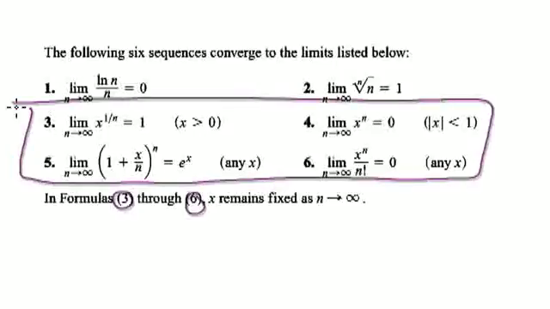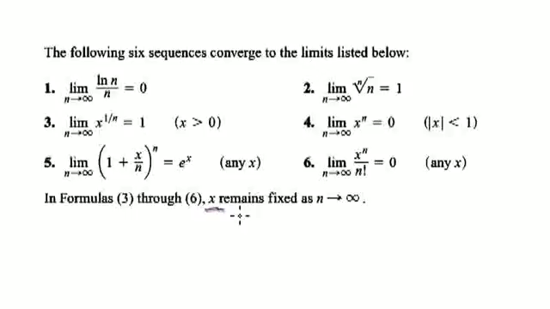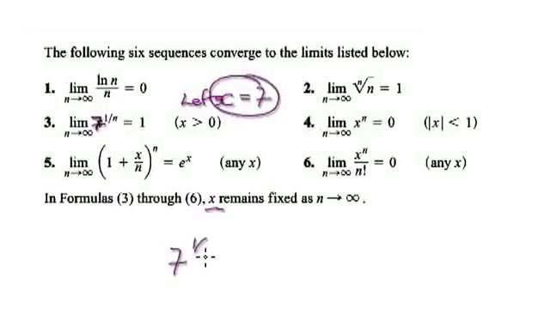And from 3 to 6, for these 4 here, x remains fixed, meaning that once a problem has been set, let's say let x equal 7, once that has been set, then x remains fixed. So it's 7 to the power of this thing here. Take the limit as n tends to infinity. So what this is saying is that x remains fixed once a problem has been set.